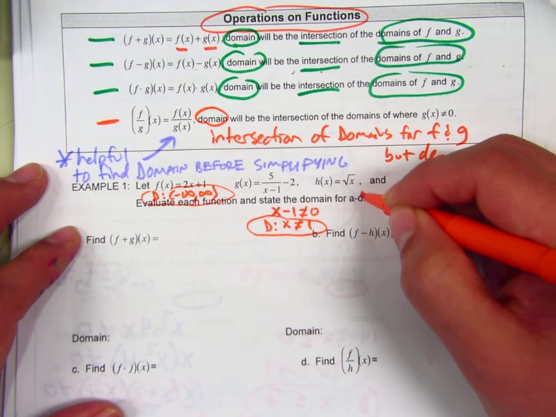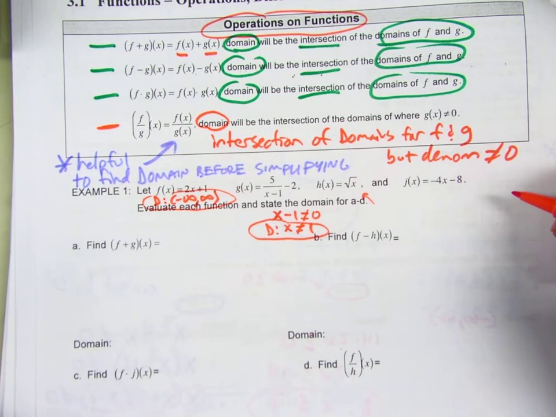Now we have the second one, we have a square root. Right, so how do we find the domain for a square root again?